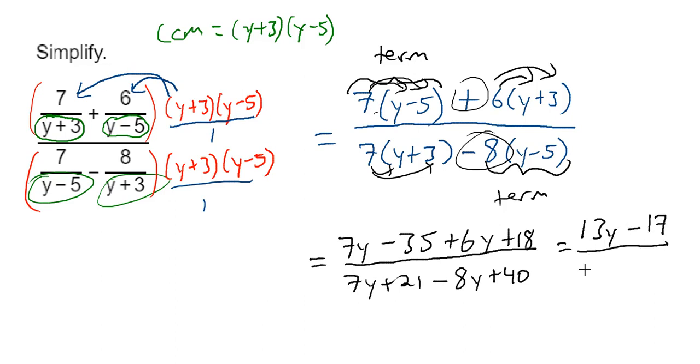And so if it doesn't factor, it's probably not going to cancel out. Here we'll get 7y minus 8y, which is negative y, and then 21 plus 40, which is 61. So yeah, this is not reducing. Right? You can't cancel out the y's here because they're terms. The only way you could cancel this out is if you could factor it, and it doesn't factor, so it's not going to reduce.